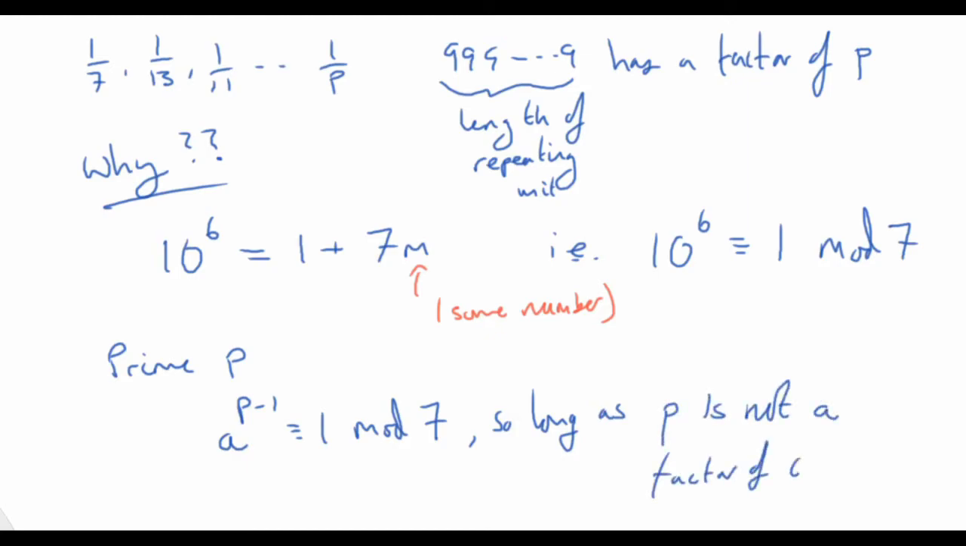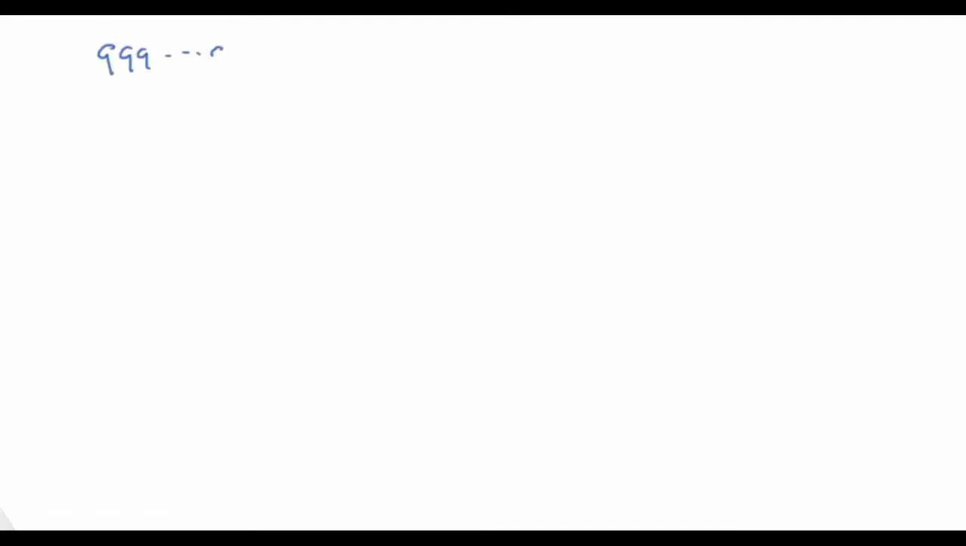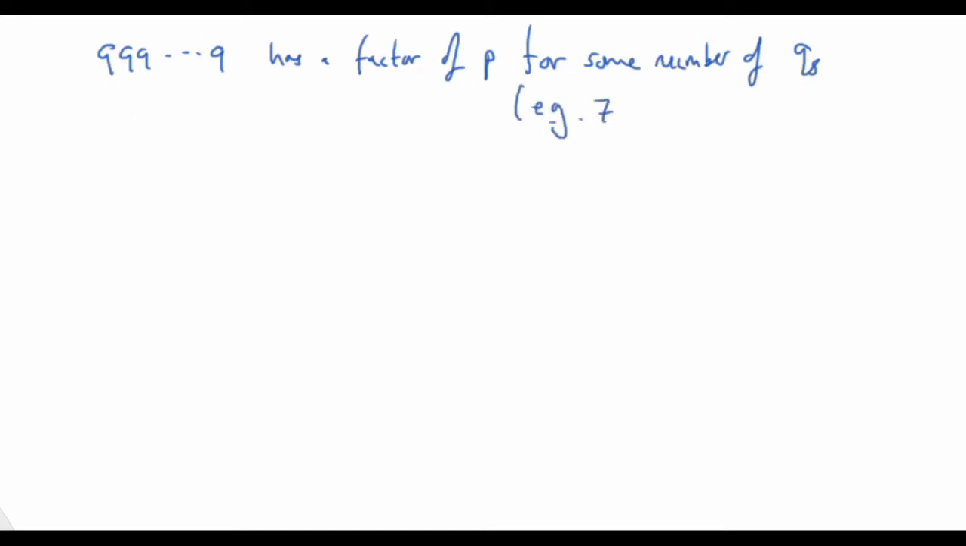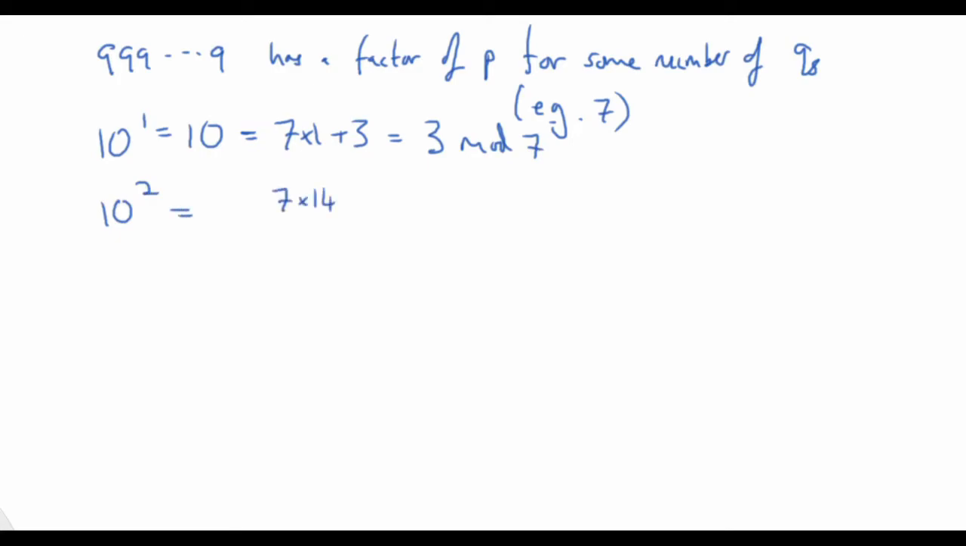Again, I want to explain that in a little bit more detail. So what we're going to see now is that there is some number of nines for which 99999 has a factor of 7 or a factor of any other prime. And I want to start just by looking at the powers of 10 mod 7, what their remainder is after division by 7. So 10, that's equal to 3 mod 7. It's 3 more than a multiple of 7. 100 is 2 more than a multiple of 7. So 14 times 7 is 98. 1,000, well, that's 6 more than a multiple of 7.